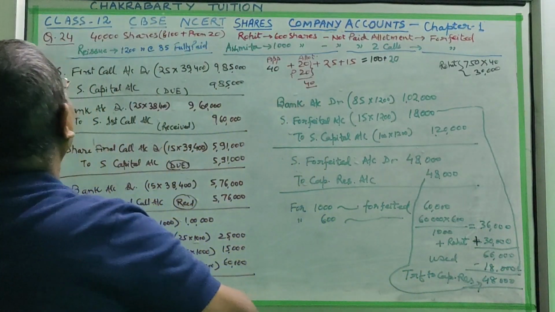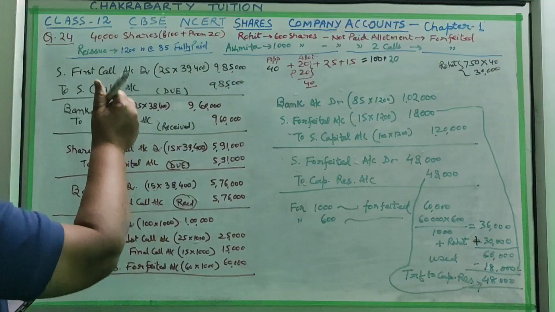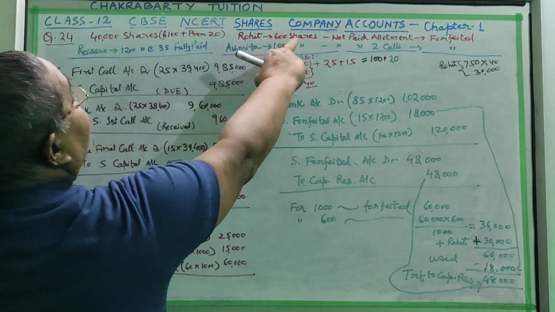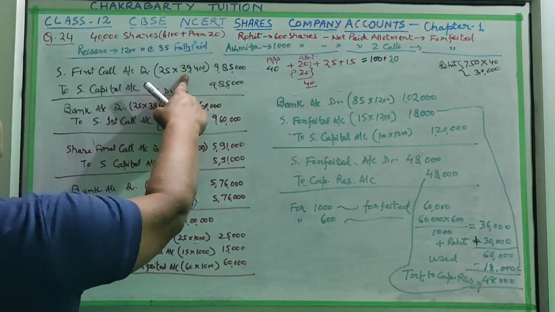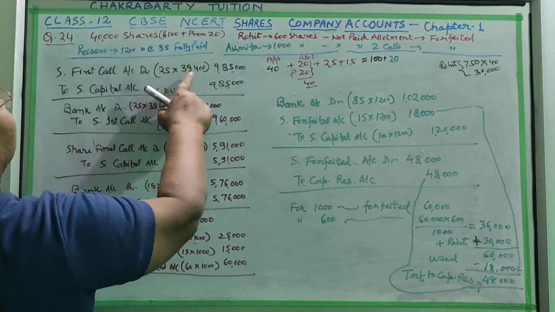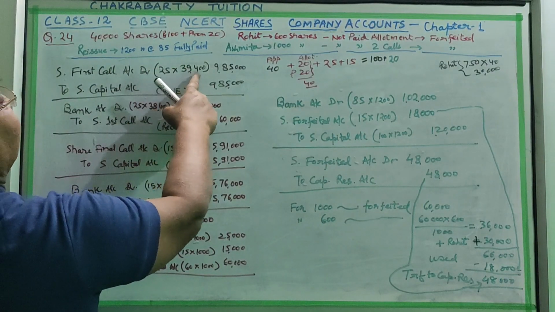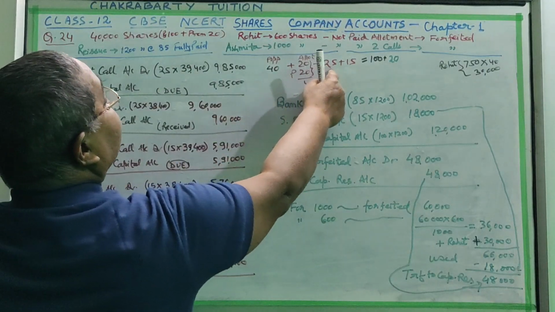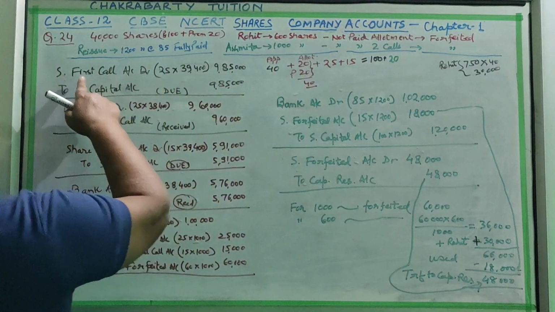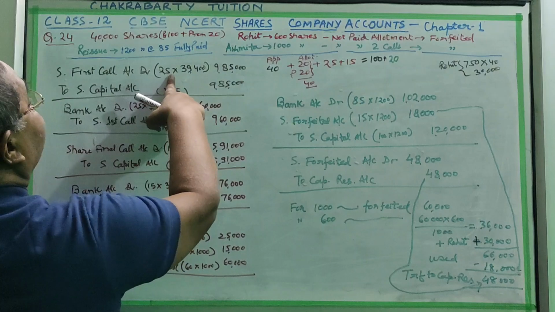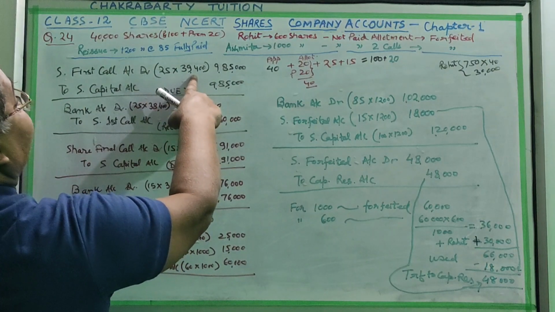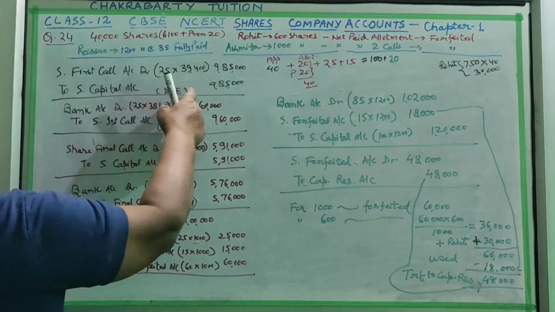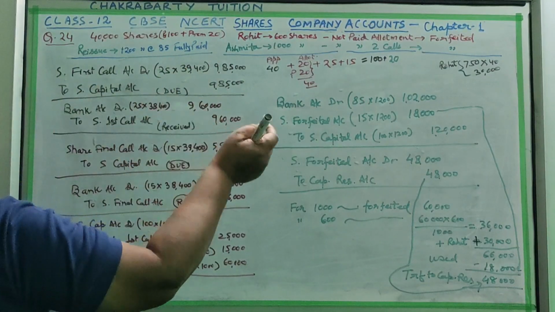Now we are coming to the question. Here, how many calls will you make? Because 600 you have forfeited, now you will make calls for 40,000 minus 600, means 39,400 shares. On these shares, you will make the first call for 25 rupees. So first call account debit at the rate of 25 into 39,400 shares. The amount will come to this. This is the due entry. You have to write the narration.